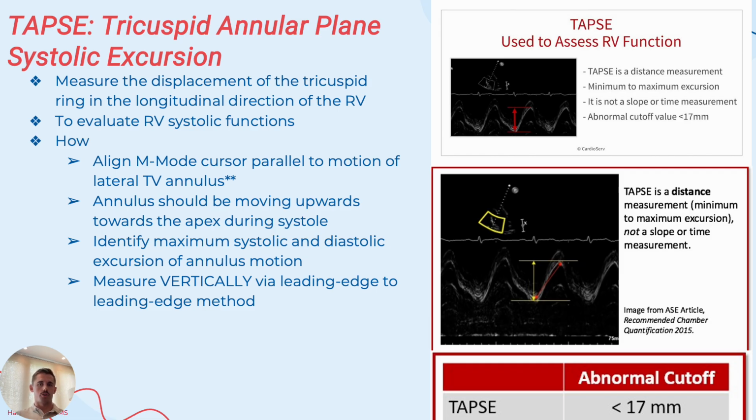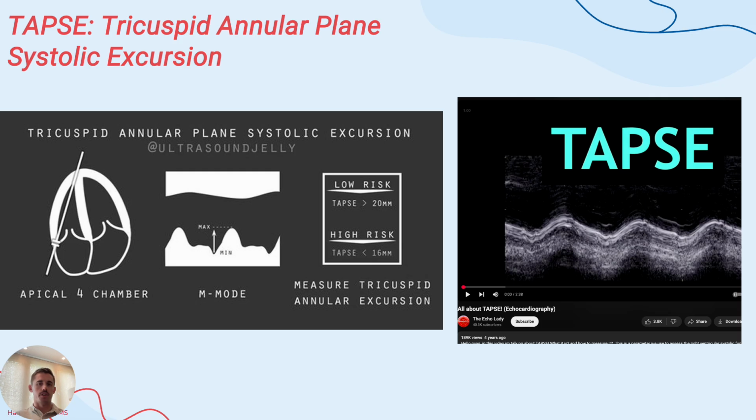poor right ventricular function. This is an awesome video from the Echo lady who has really great videos on both MAPSE and TAPSE, kind of walking through exactly how to take the measurements. And here's a quick pocket chart on how to do the TAPSE. So apical 4-chamber, M mode, measure tricuspid excursion with your risk factors.